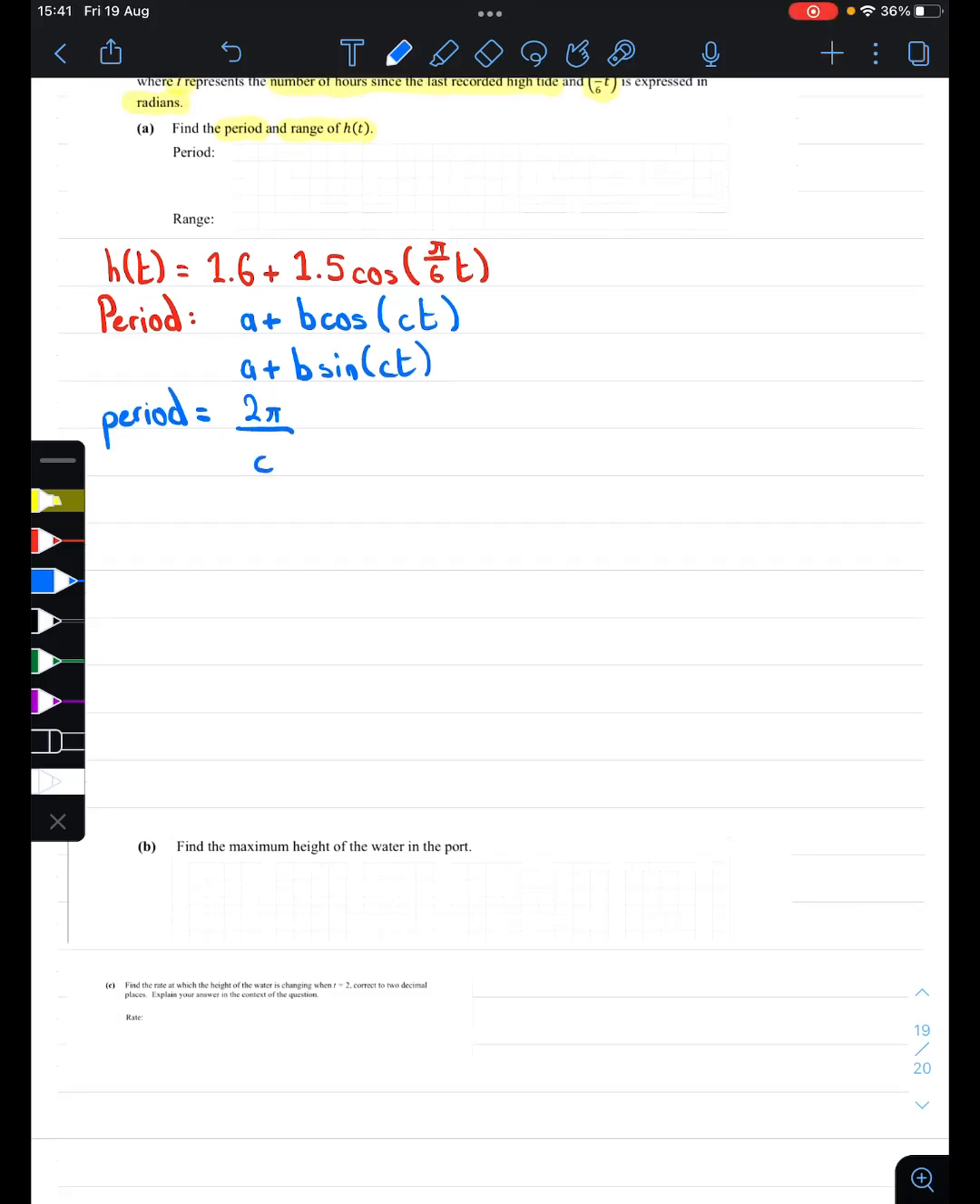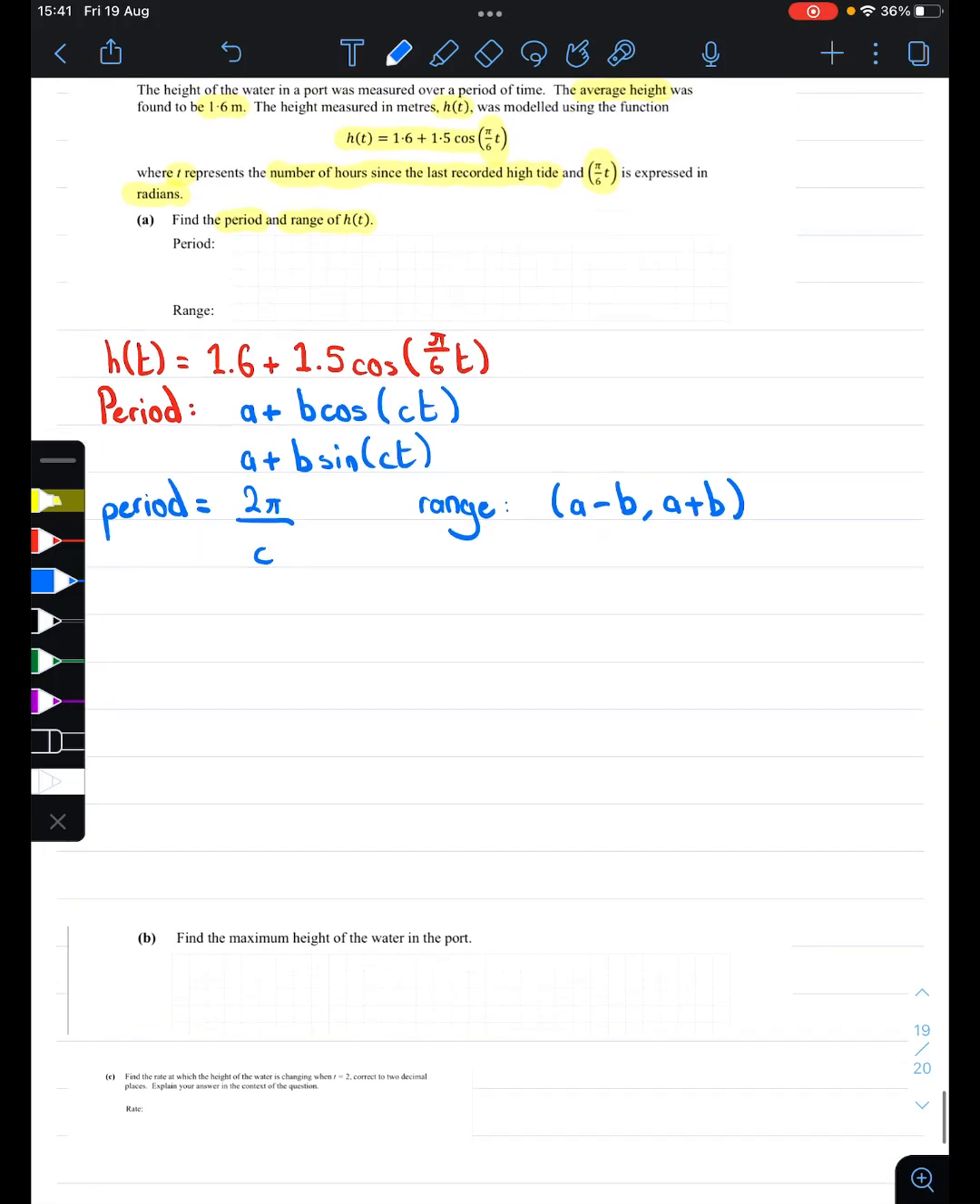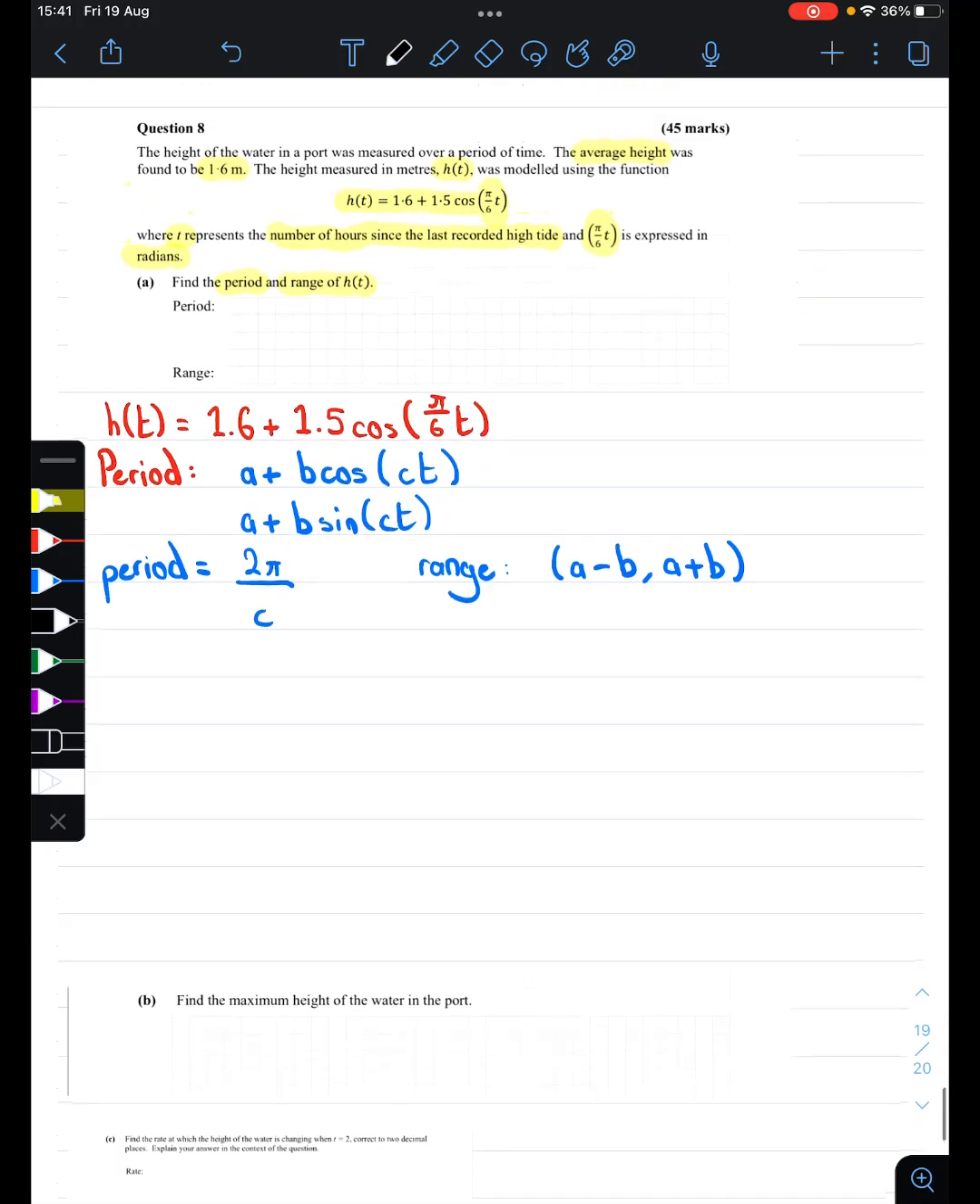And a formula for the range of values that it hits is a minus b to a plus b. So let's just use this formula to answer this question. In our case, a is 1.6, b is 1.5, and c is pi over 6.